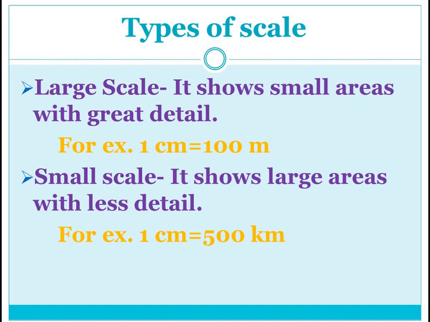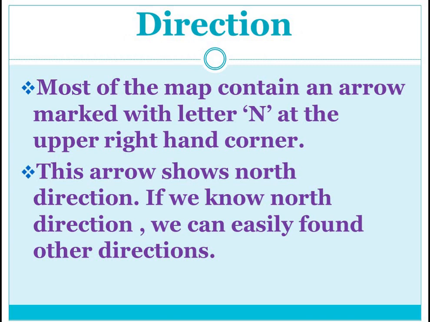Large scale is able to give more detail than the small scale. So clear, I think? Large scale shows small area with great detail and it gives us more information. Small scale shows large areas with less detail. It gives us the less information about the large area. This is all about the types of scale.